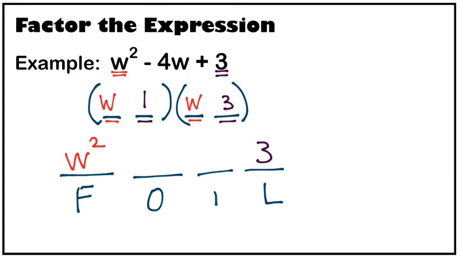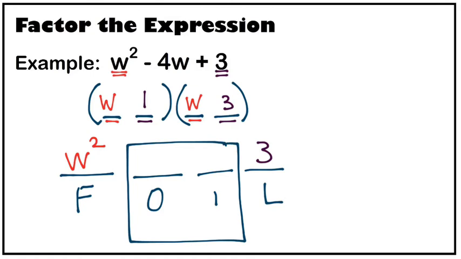So the final thing that we have to worry about in this problem is that our O and our I, our outer and inner terms, need to add up to the middle term of our trinomial, which is negative 4w. So in this problem, we just need to make sure that the signs are done correctly. When we look at our outers, we get 3w, and when we look at our inners, we get 1w, and we need those two like terms to add up to negative 4w. So we need a negative 3w, so I'm going to put a negative sign in front of this 3, and a negative 1w, so I'm going to put a negative sign in front of that 1, and that should be the answer.